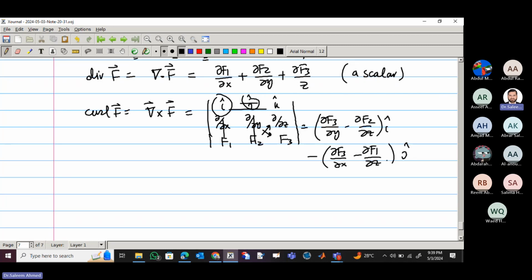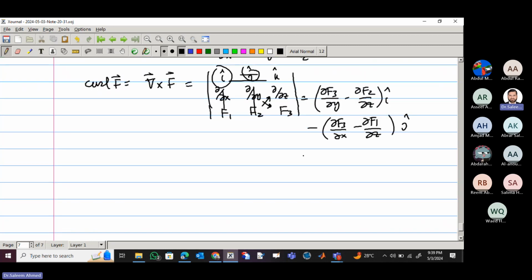So that's how you can complete the determinant, and you will get the curl of f. Now for k, you will remove this, and partial x of f2 and partial y of f1. So this is your vector. Answer is a vector. So let me write this formula again by removing these things so that it is not confusing for you.